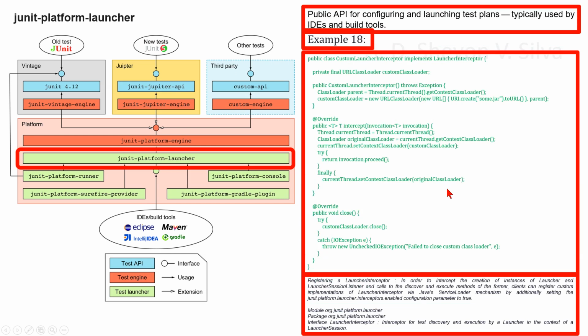Now we are considering registering a launcher interceptor, in order to intercept creation of instances of launcher and launcher session listener and calls to the discover and execute methods of the former. A client can register a custom implementation of the launcher interceptor via the Java service loader mechanism by adding the setting, additionally setting the junit.platform.launcher.interceptor.enabled configuration parameter to true.